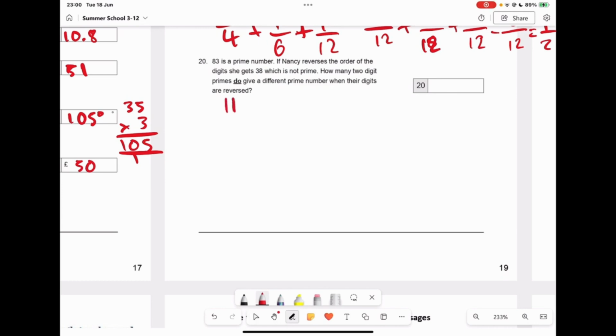Okay, so prime numbers. We're looking at, well, this will be 11. 11 will give a reversed prime number. 13 will give 31, so that's 2. 14, 15, 16, 17 will also give 71. So this is 3 now. And then 18, 19 will also give 91. Is 91 prime? No, it isn't. So 19 isn't one of our numbers.